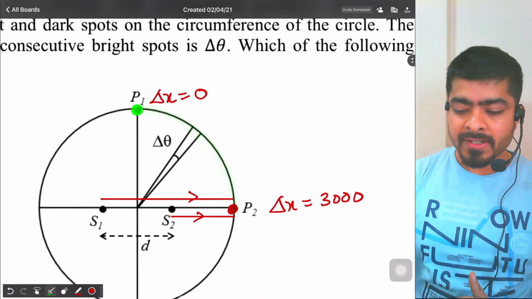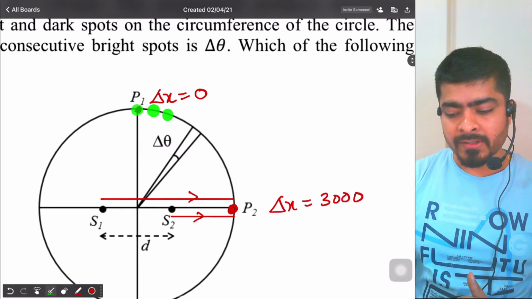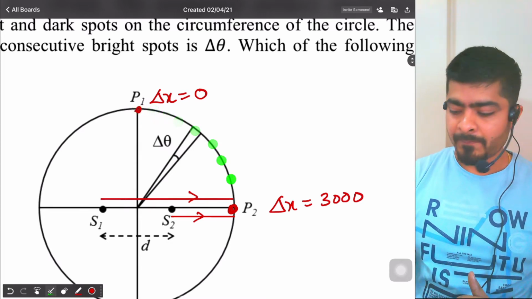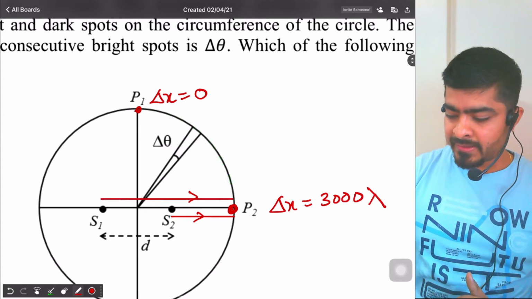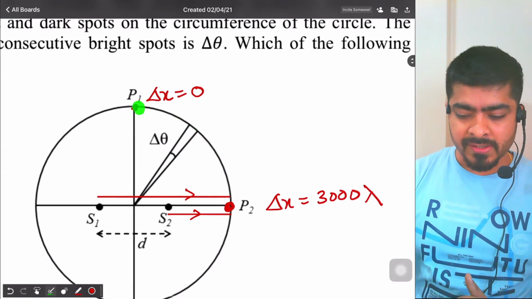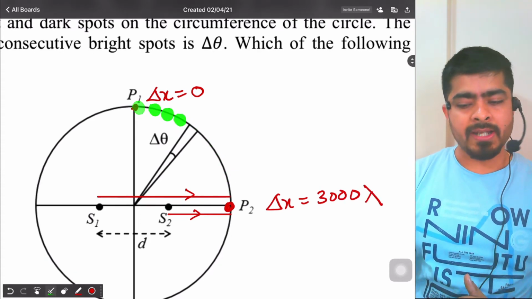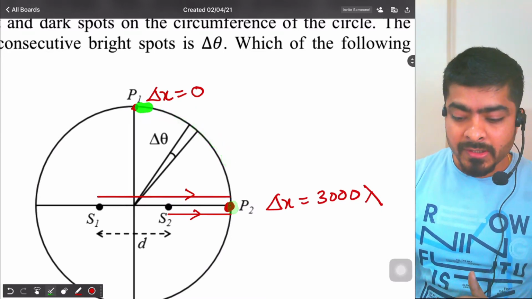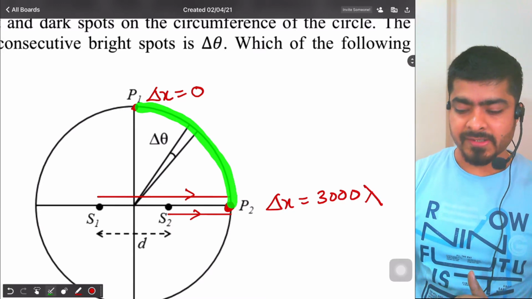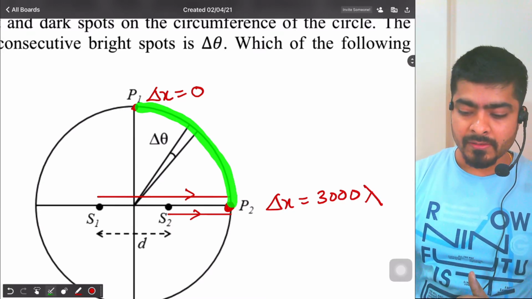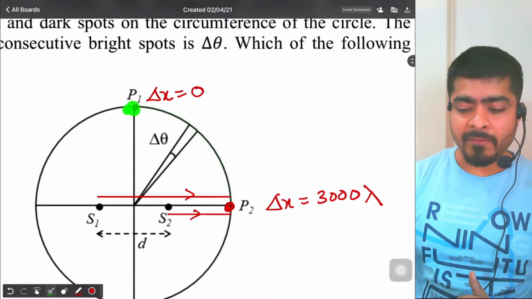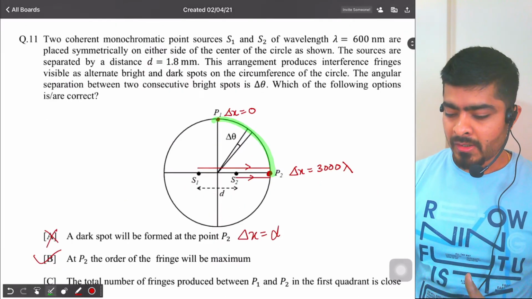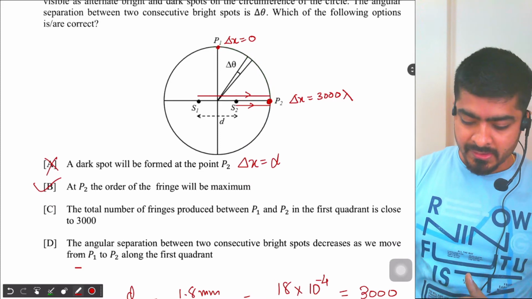So you will get delta x equal to 0, 1, 2, 3, 4, 5, 6, and so on. Sorry, this will be 0 lambda, 1 lambda, 2 lambda, 3 lambda, and so on until you reach 3000 lambda. So there will be 3000 bright fringes. Here we have one more bright fringe, so the total bright fringes from P1 to P2 will be 3001. So yes, option C is correct. It is close to 3000.